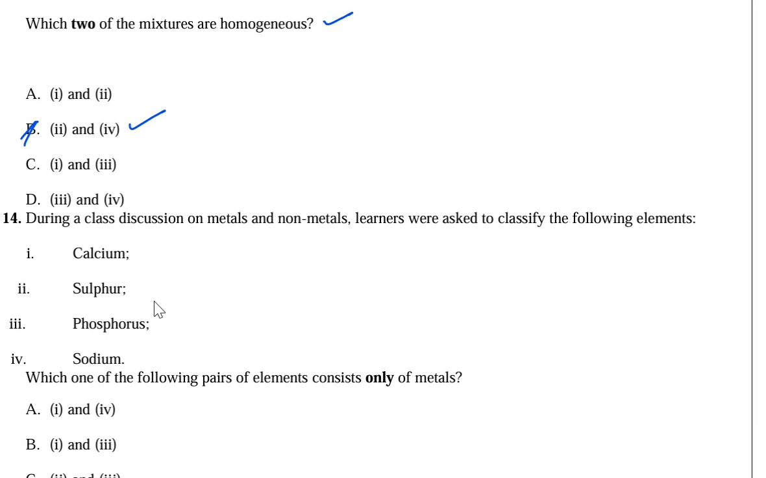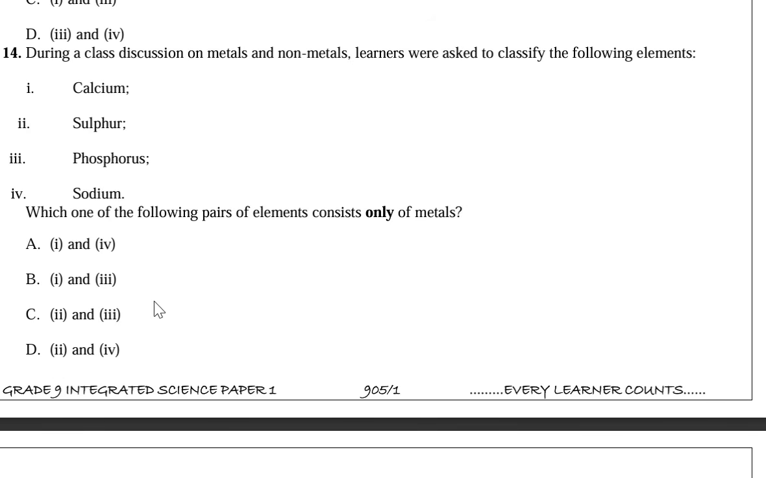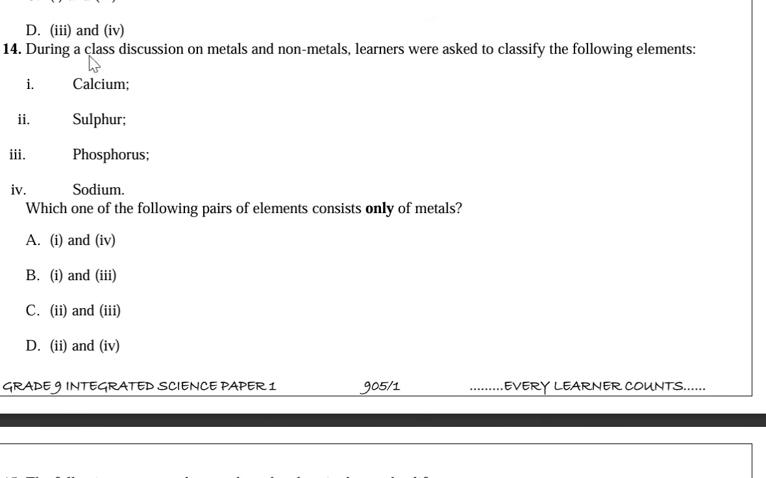We continue with question number 14. During a class discussion on metals and nonmetals, learners were asked to classify the following elements. You have calcium, sulfur, phosphorus, and sodium. Which one of the following pairs of elements consist only of metals?